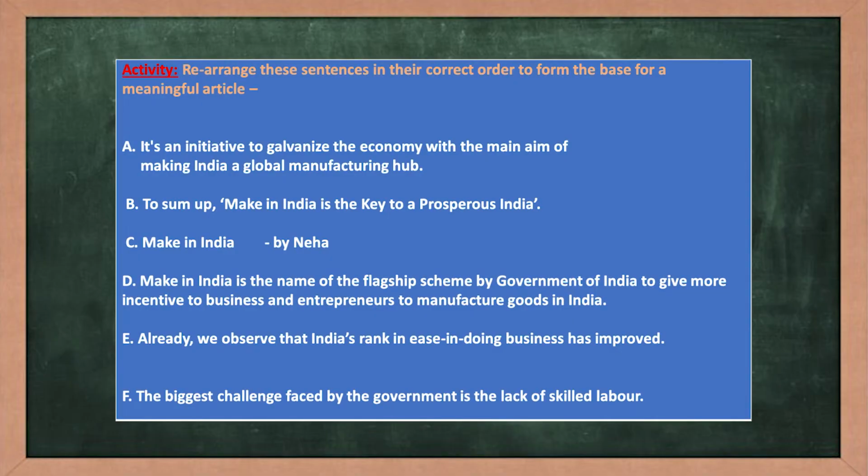I am giving you a few sentences. I want you to rearrange these sentences in their correct order to form the base of a meaningful article. It's an initiative to galvanize the economy with the main aim of making India a global manufacturing hub. To sum up, Make in India is the key to a prosperous India. Make in India by Neha. Make in India is the name of the flagship scheme by the Government of India to give more incentive to business and entrepreneurs to manufacture goods in India. Already we observe that India's rank in ease of doing business has improved. The biggest challenge faced by the government is the lack of skilled labor.